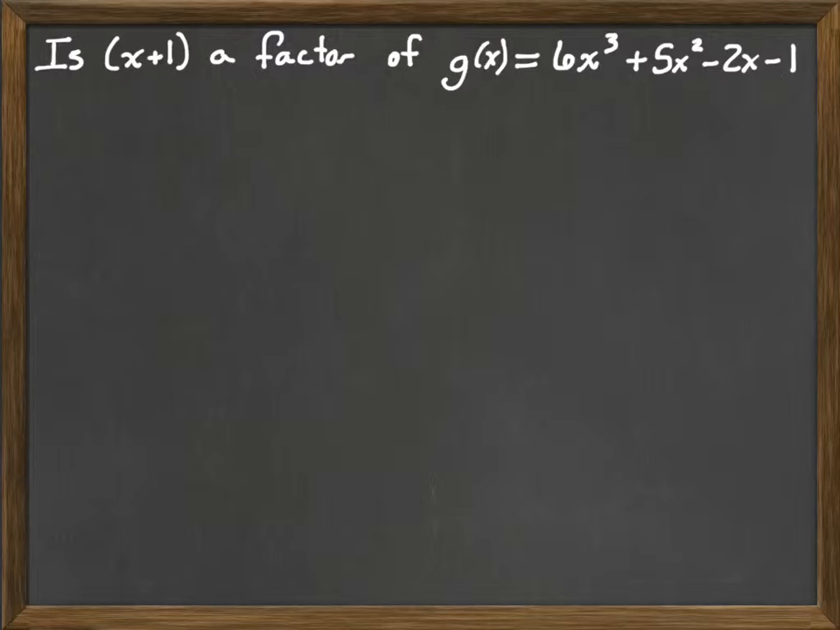So the factor theorem, just for the most part, says if the remainder is 0, it is a factor. So you're going to be asked questions like this today. Is x plus 1 a factor of the polynomial g of x equals 6x cubed plus 5x squared minus 2x minus 1?